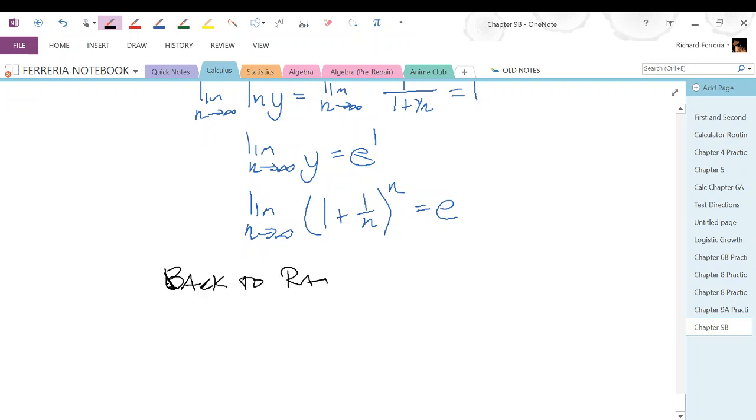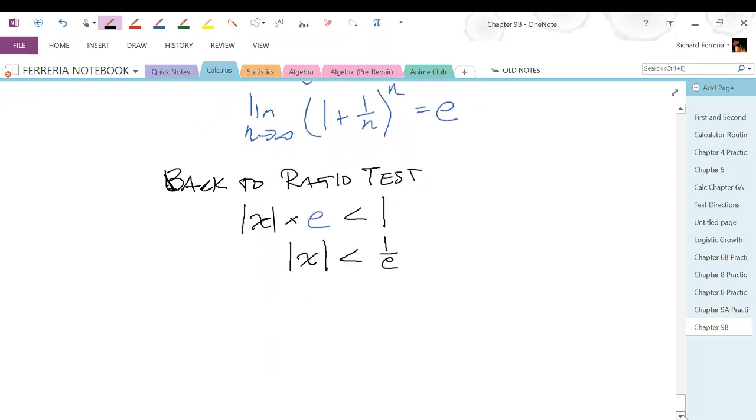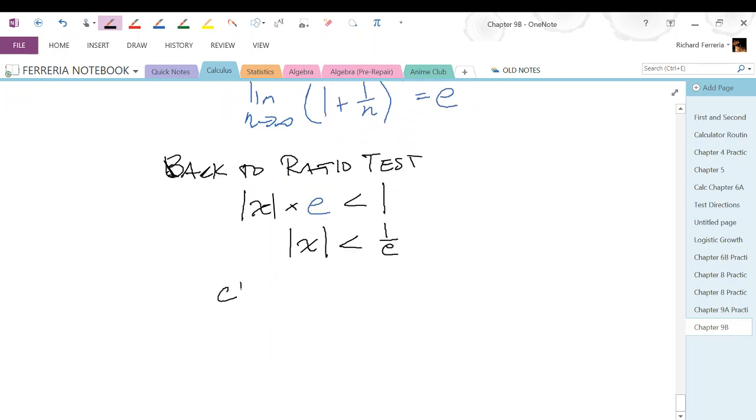Back to the ratio test. So it's the absolute value of x times e is less than 1. So the absolute value of x multiplied by, and we're going to put e there now, is less than 1. So the absolute value of x needs to be less than 1 over e. The center of convergence is x equals 0. The radius is 1 over e.